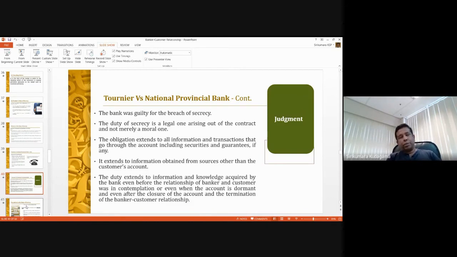Probably in today's context, in certain relationships, they are always supposed to do KYC, CDD, but there are certain instances where CDD and KYC might be done before the transaction is entered into. Even in that situation, you see that information comes into the hands of the bank before the real bank customer relationship. Even in those circumstances, the bank is bound to protect secrecy pertaining to that information as well.